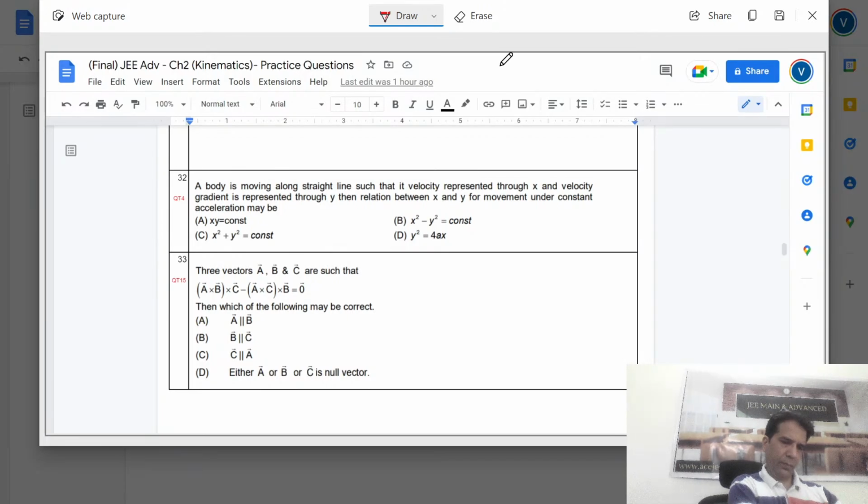Sir, what exactly is the definition of velocity gradient? Velocity gradient will be, beta, in this case, dv by dx. Now let's call it dv by ds so that there is no confusion with the axis of the graph that they're talking about.